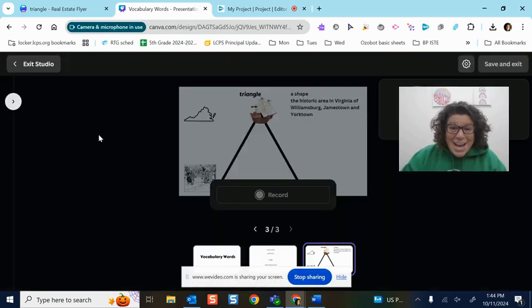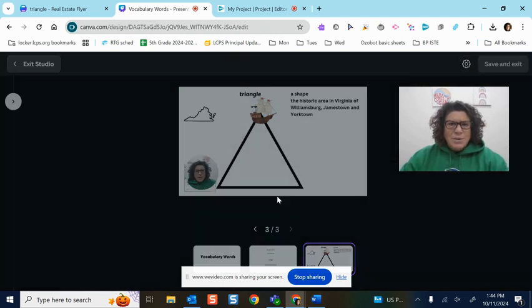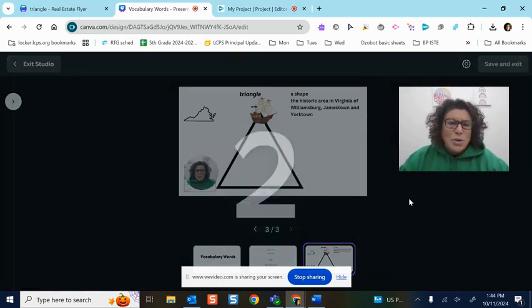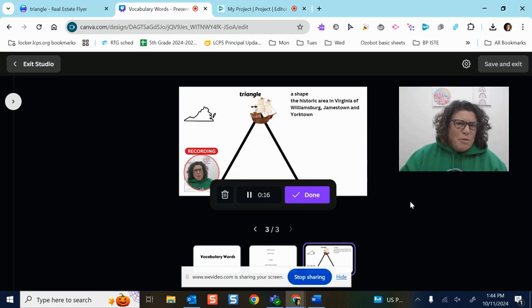And there I am. I'm going to record. It's going to count down. And this is similar to recording your presentation, but this is only on this page. So the triangle can be a three-sided shape, or it can be the historic area of Virginia that is Yorktown, Williamsburg, and Jamestown. When I give a little bit more information, because right now I haven't proven all that I've learned about the historic triangle, we're going to pretend I did.